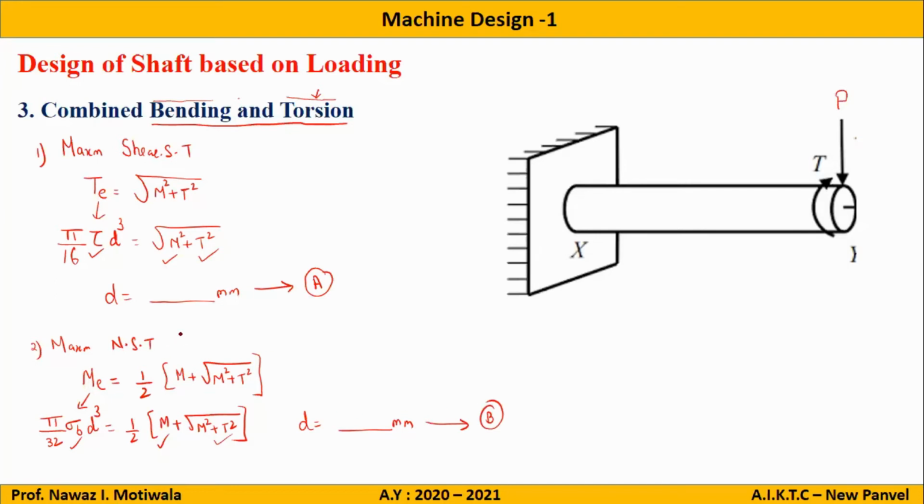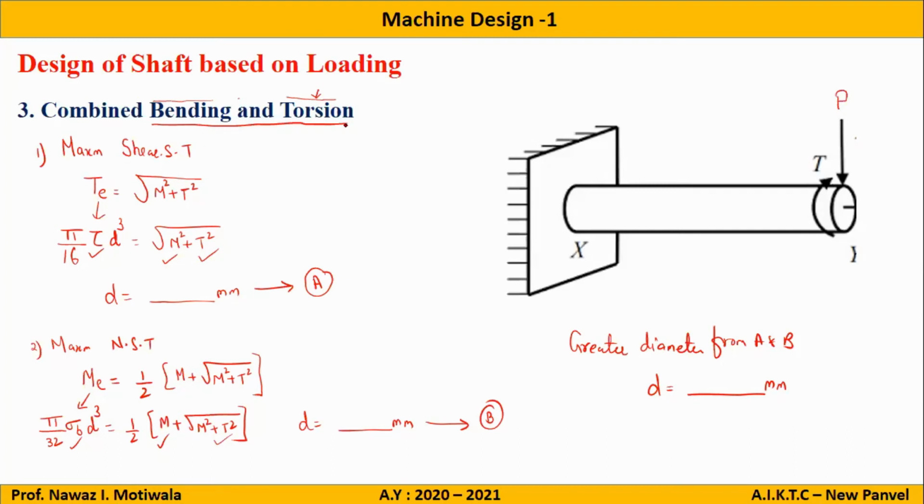So we need our shaft to be safe in both the criteria. Hence, I will select the greater diameter from A and B. So that will be your final answer. And thus we have completed the design of shaft based on combined bending and torsion.